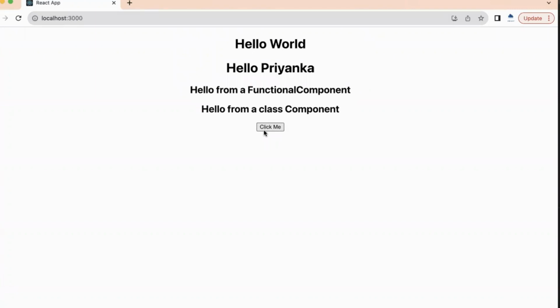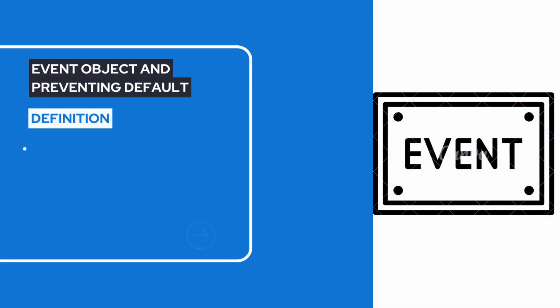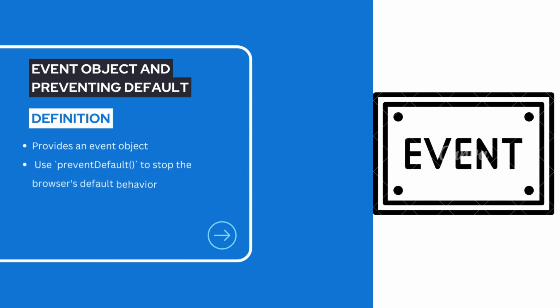Okay, now let's move on to the event object. When an event is fired, React provides an event object that holds a wealth of information such as the target element and the event type. You can also use preventDefault to stop the browser's default behavior.